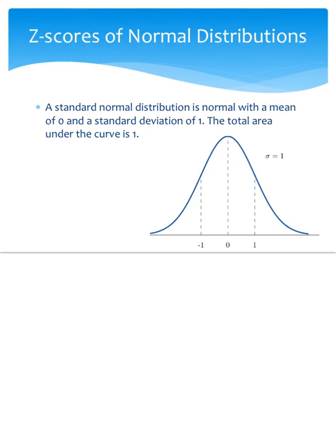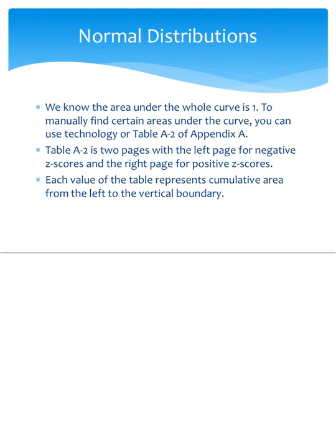Let's switch gears and talk about the z-scores of normal distributions. A standard normal distribution is normal with a mean of 0 and a standard deviation of 1. And what's important to notice is that the total area under this curve here, if we were going to find that area, is known to equal 1. When we're finding the probability underneath of that curve, though, we're not going to be finding the area of the entire thing. We're going to be asked to find areas under the curve either to the right of a number, to the left of a number, or in between two numbers.